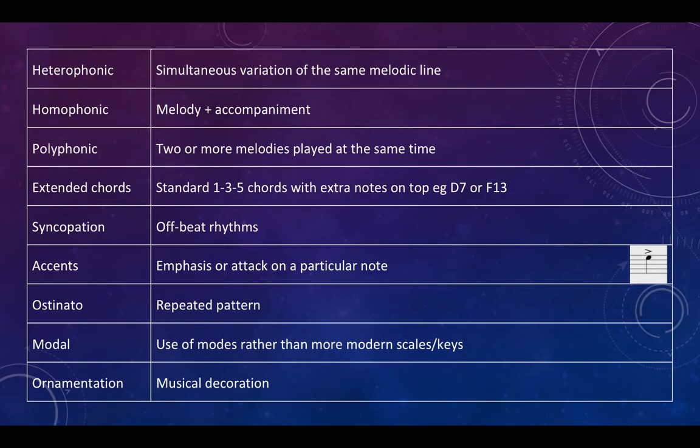It's where you have a simultaneous variation of the same melodic line. So imagine that you've got a line of music, say Happy Birthday, and then someone else sang Happy Birthday at the same time as you, which quite often happens, maybe with a slightly altered rhythm or a slightly altered pitch. So some of the notes aren't quite in the same place or aren't quite the same pitch. So that's heterophonic. Homophonic, we know, is melody and accompaniment. That's the most common type of texture. And polyphonic is where you have two or more melodies played at the same time.